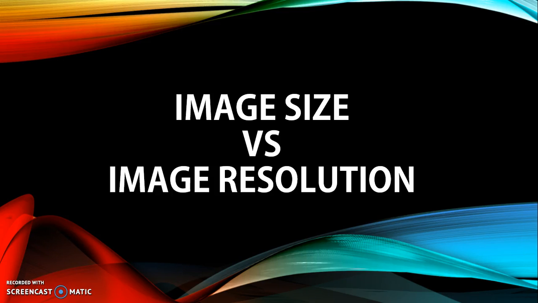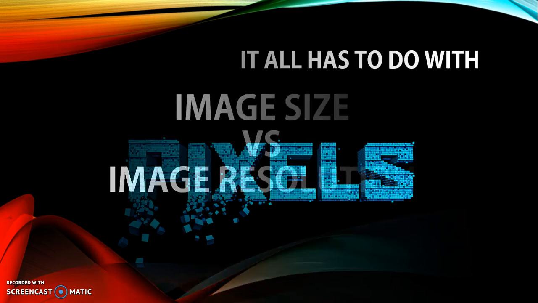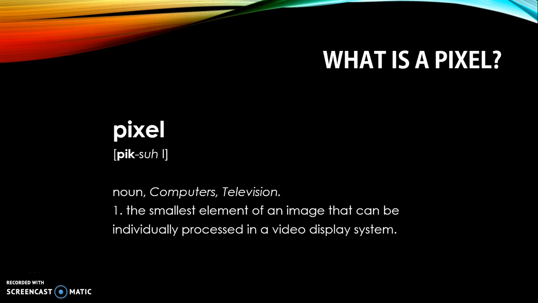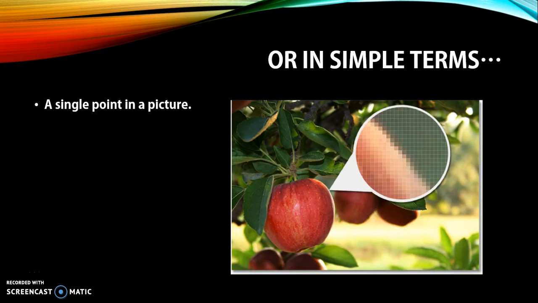In this lightning lesson, we're going to discuss image size versus image resolution. And it all has to do with pixels. A pixel is the smallest element of an image that can be individually processed in a video display system. Or in simple terms, it's a single point in a picture.